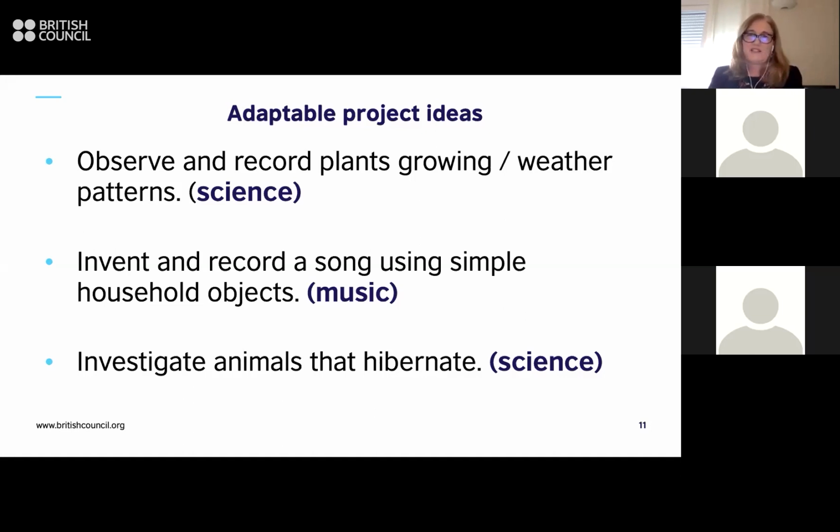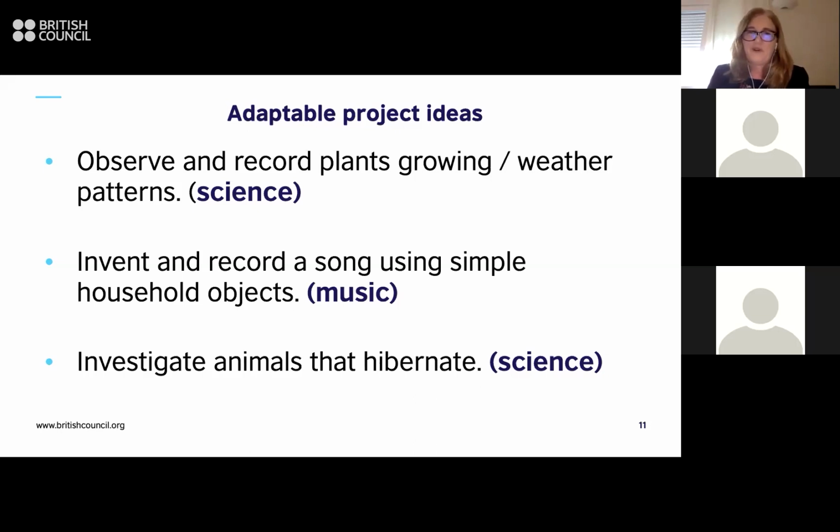Inventing and recording a simple song using household objects, again, that's making the most of the home. At school we might not be able to do that because we don't have household objects in the music cupboard. So it's looking at ways to turn the situation into an opportunity rather than something to frustrate the students. Again, observing and recording plants growing or weather patterns.